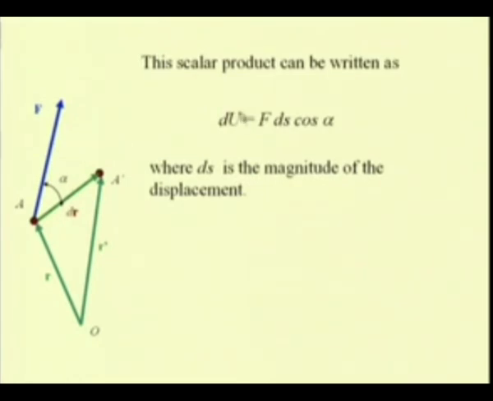So, in scalar form we have du as F ds, where ds is nothing but the magnitude of this vector dr. So, we define this work du as F, the magnitude of the force vector, times ds, the magnitude of the displacement vector, times cos alpha, the cosine of the angle between the two vectors F and dr. This comes from our definition of the dot product.